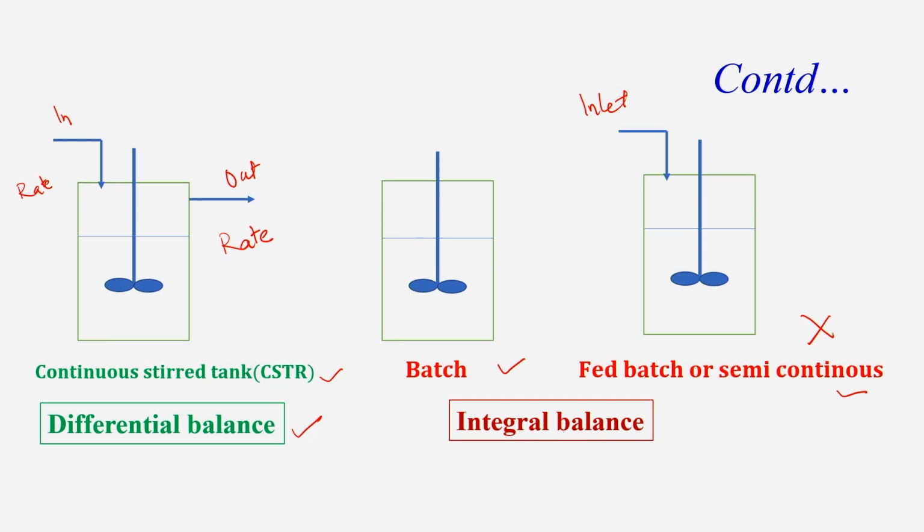While in the case of batch and fed batch, at the end of process we do the mass balance based on the total quantity, and when you are doing it based on quantity in the place of rate, that is called integral balance. So, when we are doing mass balance using rate, that is called differential balance. When you are doing mass balance using quantity in place of rate, that is called integral balance.